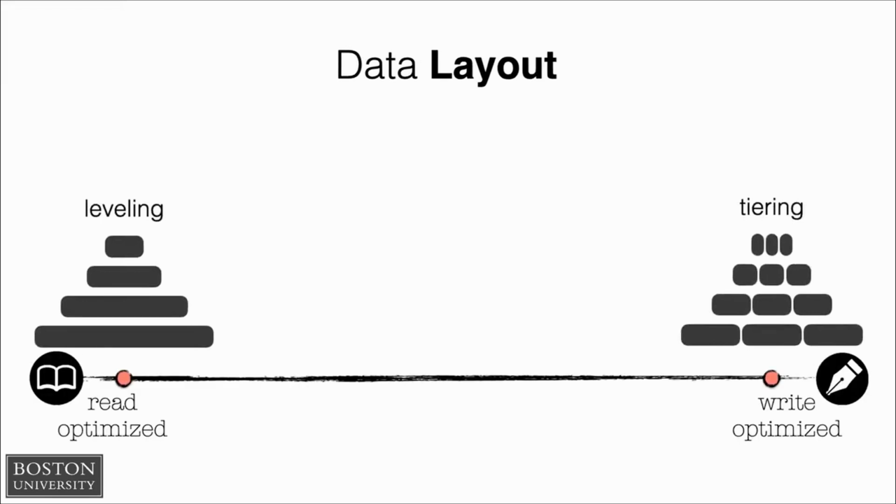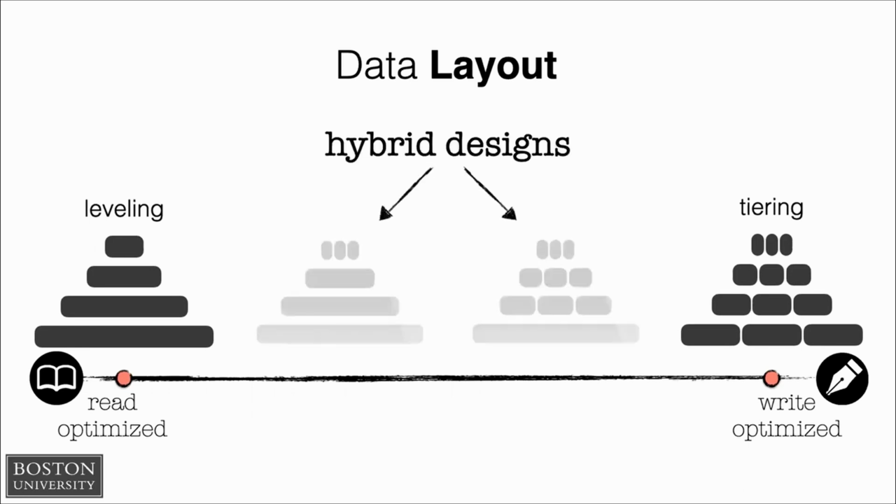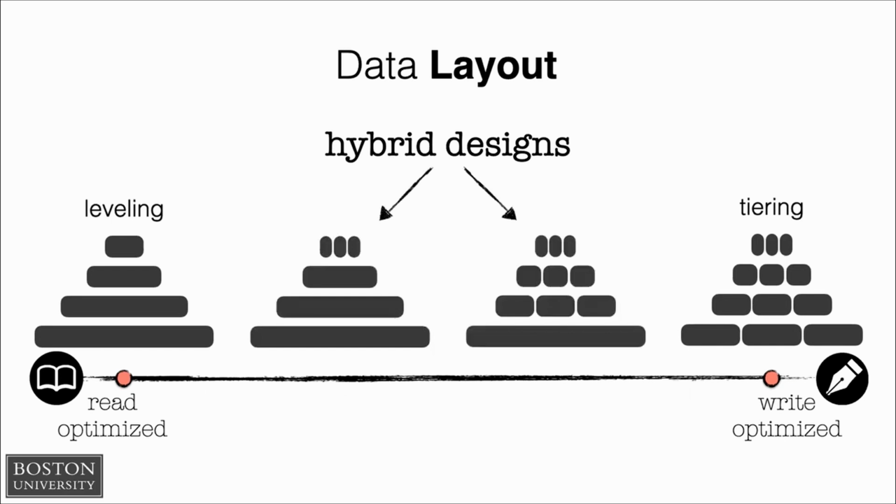Right. So now we have these two LSM designs. One is really read optimized, the leveling one, and one is really write optimized, the tiering design. And these were essentially the two classes of LSM data layouts that we had with us until maybe 5 years from today. And since then, with the work from Dayan et al. and some work from Facebook, we were introduced to hybrid data layouts.